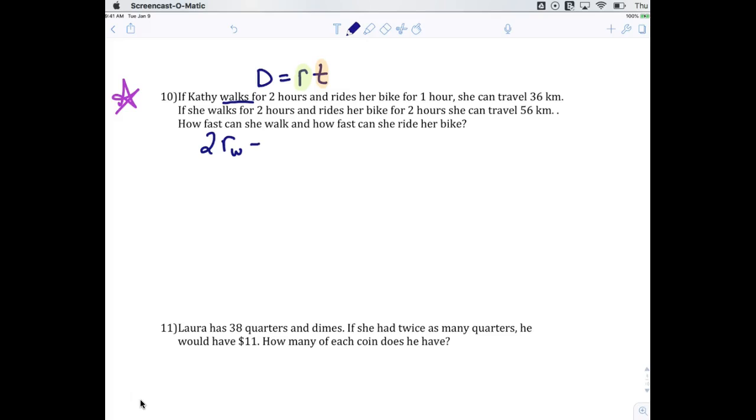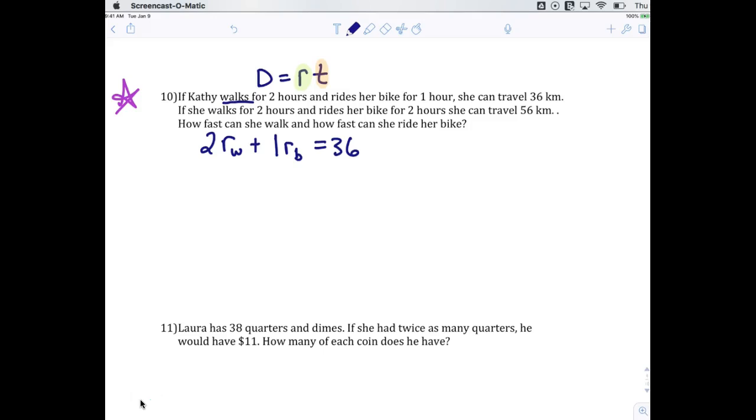Plus, how fast is she riding her bike? We don't know. So how fast is she riding it now? R sub B. That's exactly correct. And how long is she riding it for? So the distance that she just traveled was what? 1 R sub B. That's correct. Everybody okay with that? And then what's the total distance that she just traveled? 36. She just traveled 36.